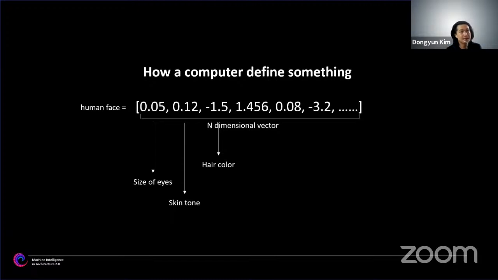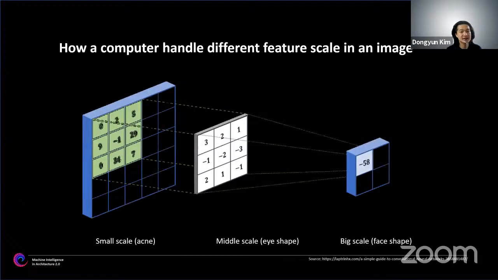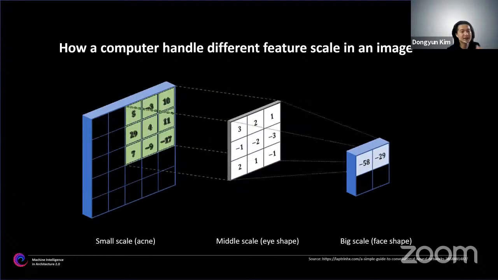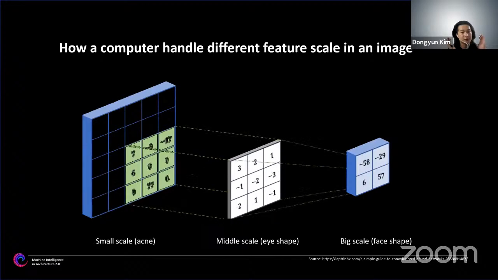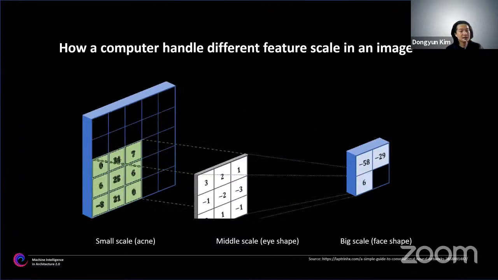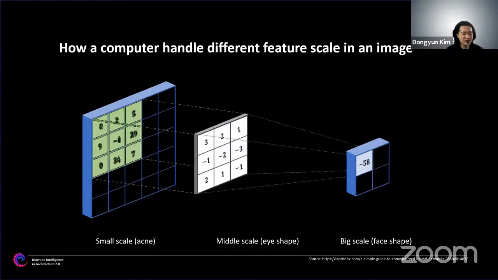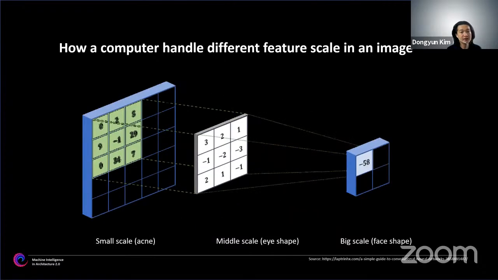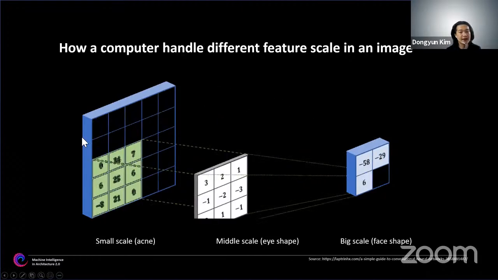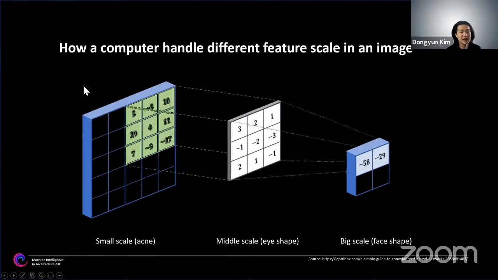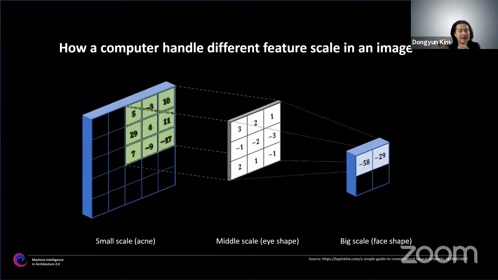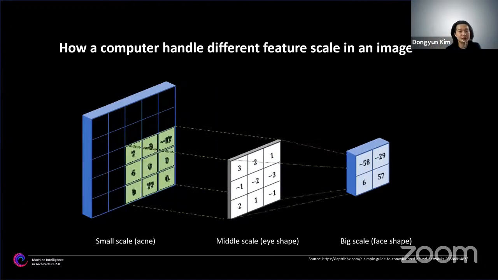So how could a computer capture at different scales? For example, in faces, how could it capture acne, eye shape, hair color, or face shape? Convolutional filters appear to solve these problems. The leftmost layers can capture very small scales, and then moving to the right, they increase the size of the range they can explore.